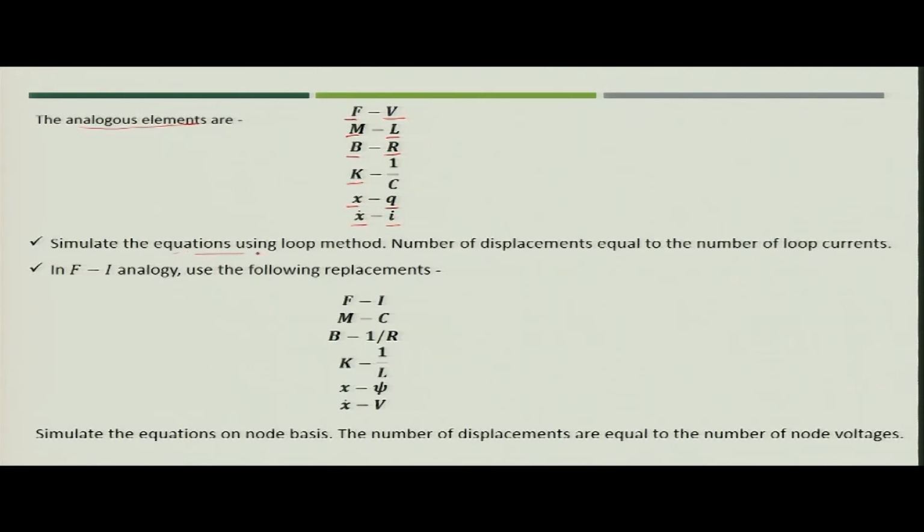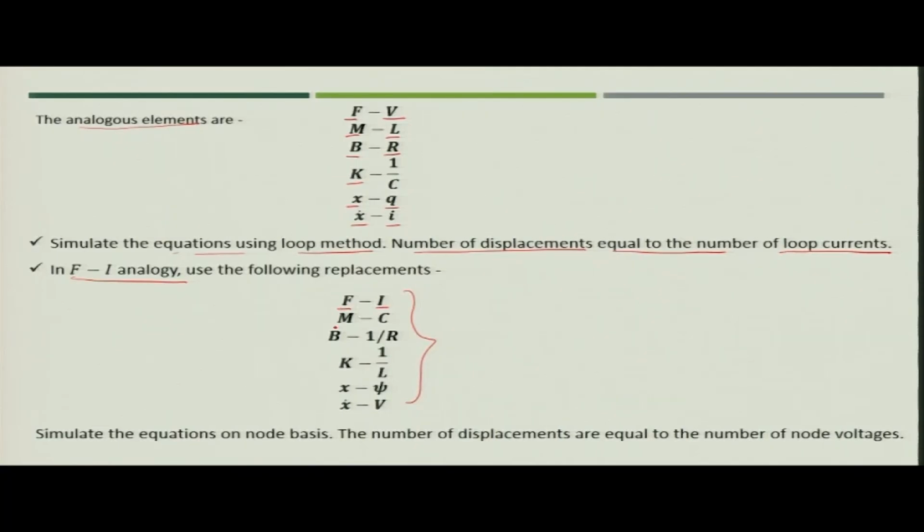Now, simulate the equations using the loop method. The number of displacements will now be equal to the number of loop currents in the electrical circuit. If you are using the force-current analogy, then we will use these analogous quantities. This we just discussed.